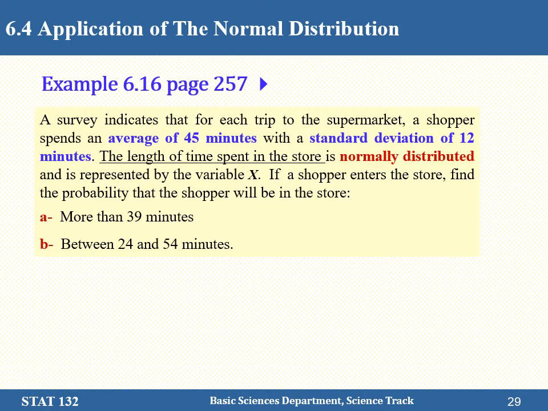Now let's look at this question. It's again a word problem, so you have to read and understand what's given and what is wanted. A survey indicates that for each trip to the supermarket, a shopper spends an average of 45 minutes with a standard deviation of 12 minutes. So this is telling the average, and then standard deviation. The length of the time spent in the store is normally distributed and is represented by the variable X.